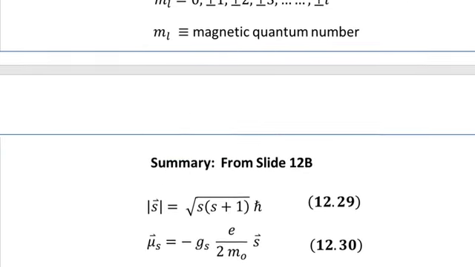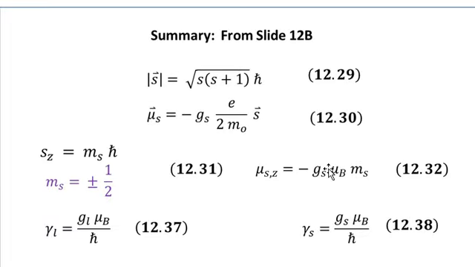Now the summary of lecture number 12B is defined here. In lecture number 12A, I discussed the orbital things. Now in lecture number 12B, I am going to discuss the spin things, that is the quantities related with the spin angular momentum and the spin magnetic moment. Equation number 29 here represents the absolute value of the spin angular momentum in terms of the spin quantum number.